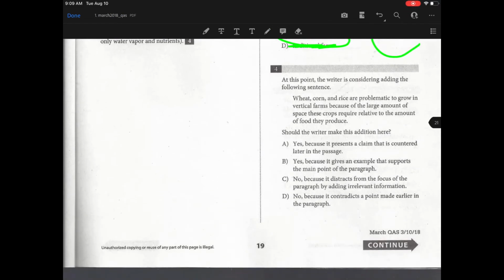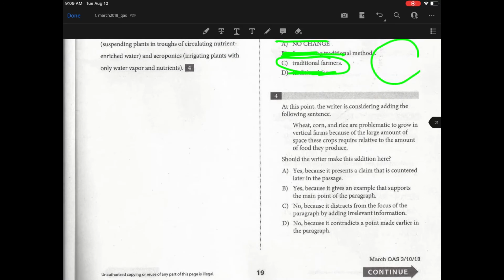At this point, the writers consider, okay, wheat, corn, and rice are problematic to grow. Now, we need to understand the meaning of this little snippet that they're providing. Wheat, corn, and rice are problematic to grow in vertical farms because of the large amount of space these crops require relative to the amount of food they produce. Okay, so let's interpret this into normal English. What they're saying is these crops are not good for vertical farms because they need a lot of water and they do not really give us that much food.